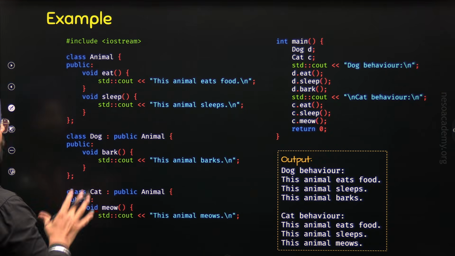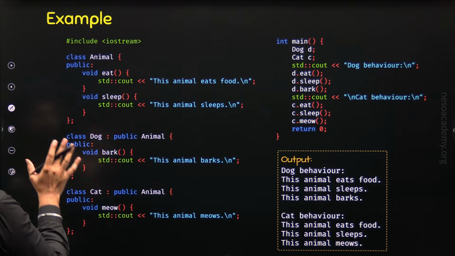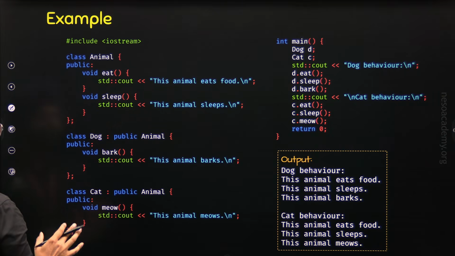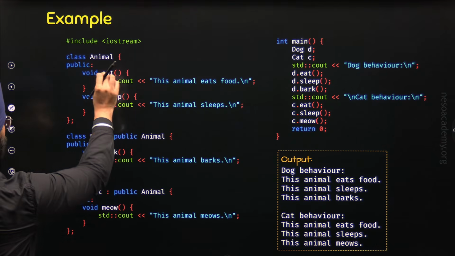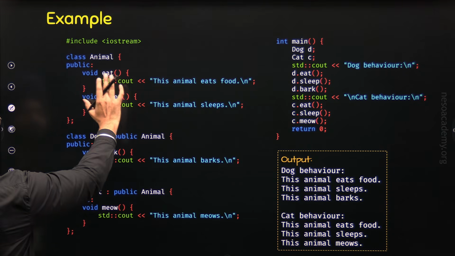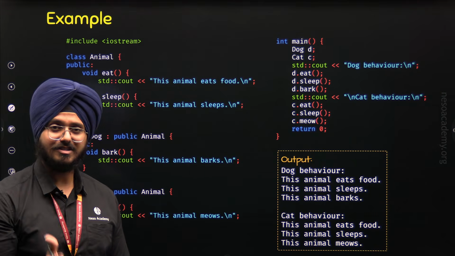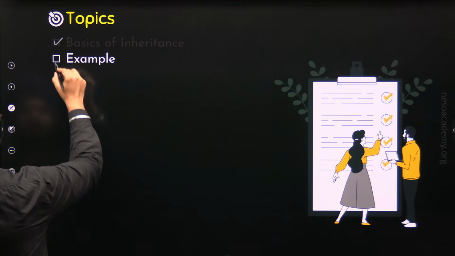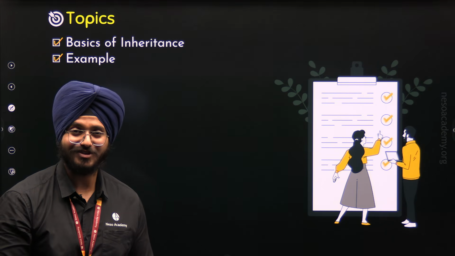So with this, it is clear how inheritance works in C++. Here you can observe that we have easily promoted the code reusability. These functions are defined in this class only. They are not defined in these classes. Still, we would be able to access these functions with the help of the objects of these classes. And this is the power of inheritance. With this, we have understood our second topic as well, and this means we are done with this lecture.